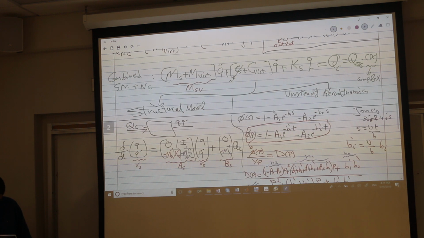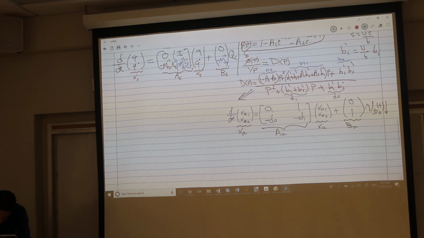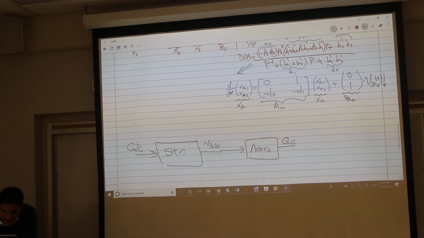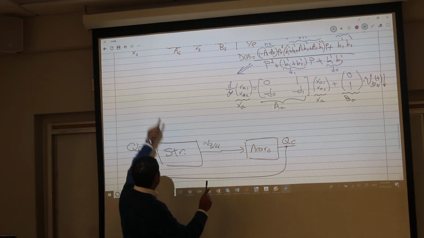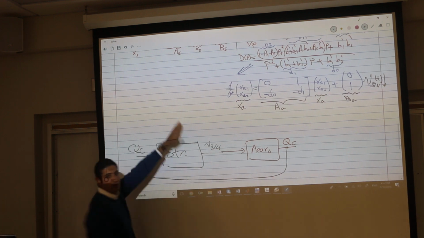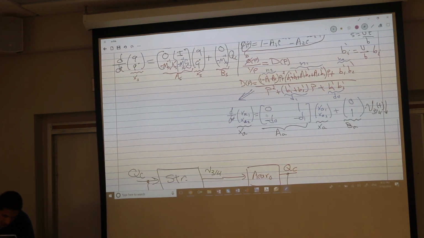So this is your structure model: input is Qc, output is V3/4. Why? Because luckily this can be the exact same input to the aero model, which gives me out the circulatory loads. And now we have our coupled system, right? So the output equation in the structural model should give me V3/4. Let's get the V3/4 here.